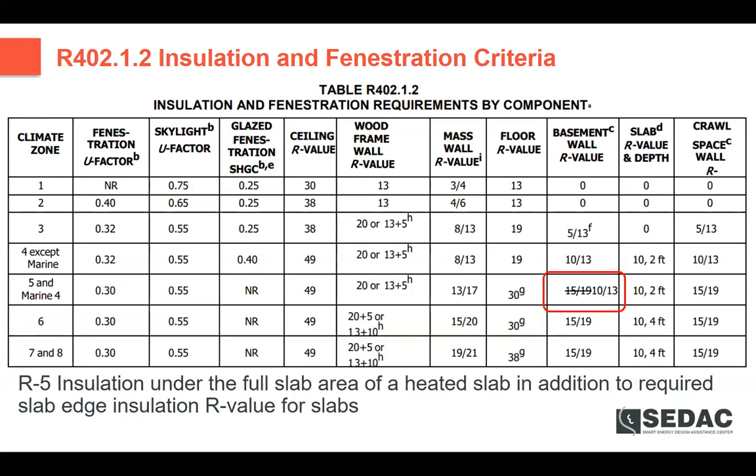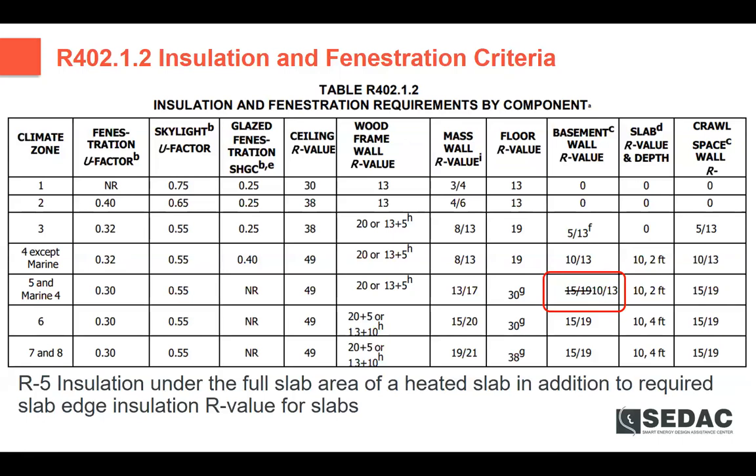So here we're noting that there is an Illinois amendment to this table, R402.1.2, where they have loosened the restriction just ever so slightly for the northern portion of the state, so that the entire state has the same criteria for basement wall R values.